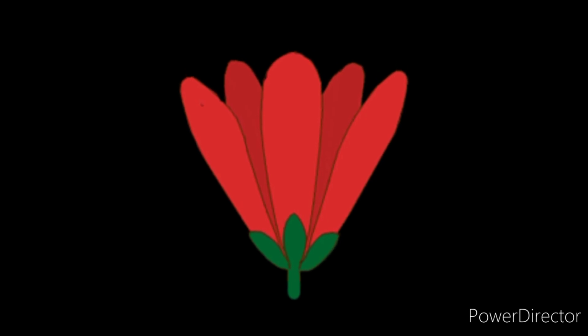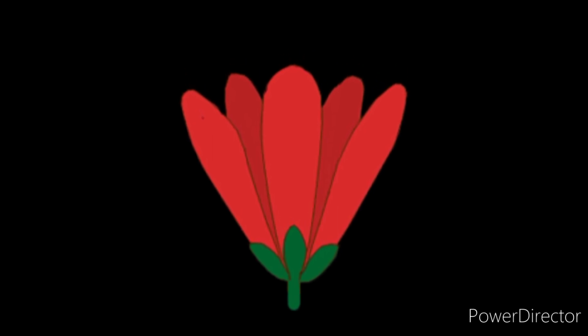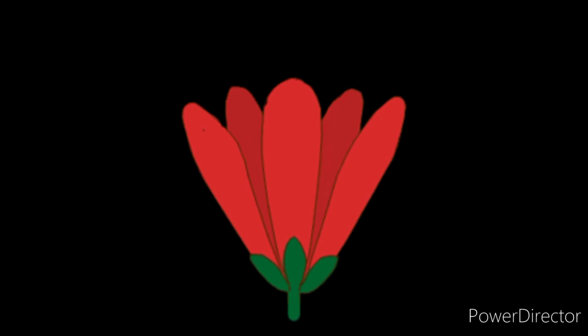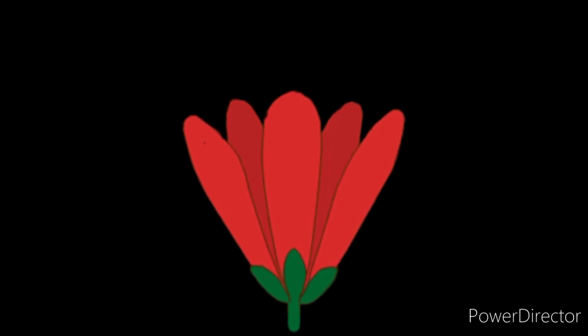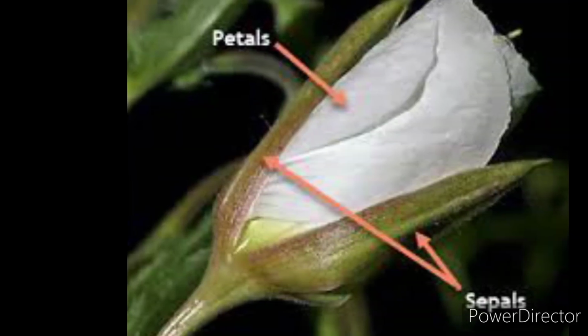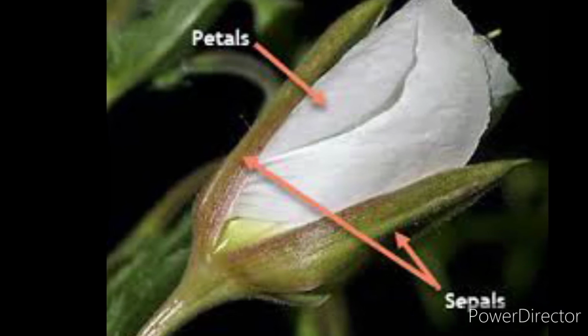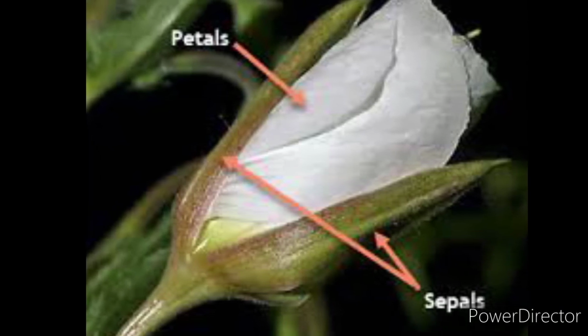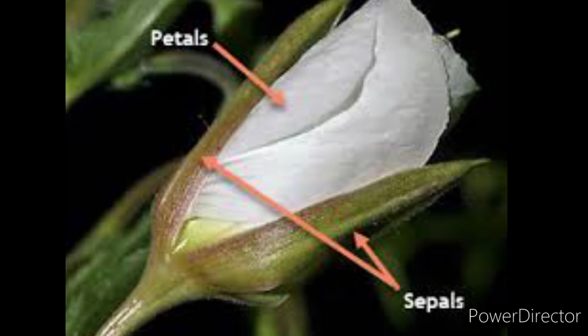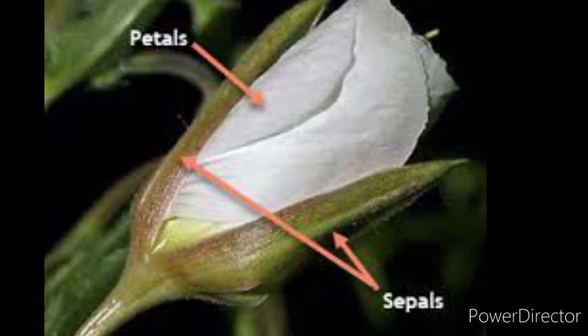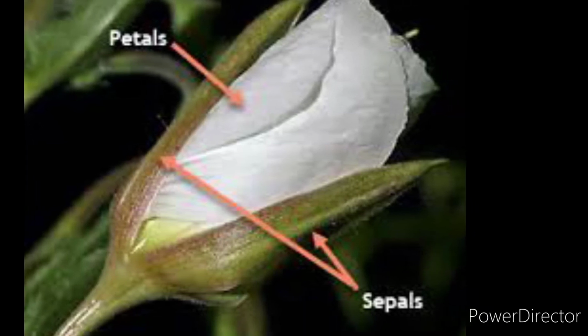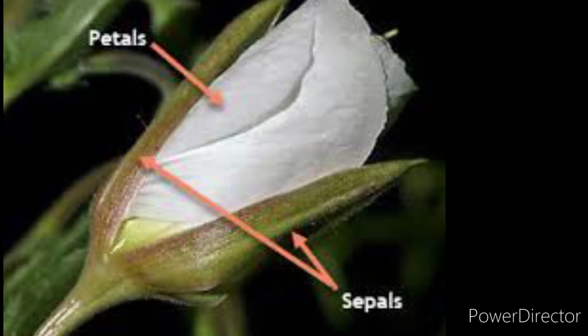Let's see the parts of a flower. A flower consists of several rings or rolls of structures. They are as follows. Let's see about sepals. These form the outermost ring, generally green in color. They provide protection to the bud before it blossoms.